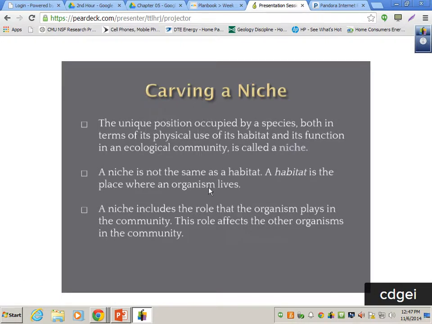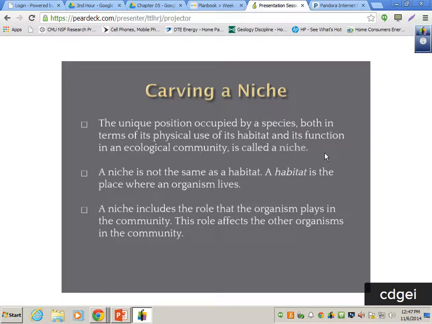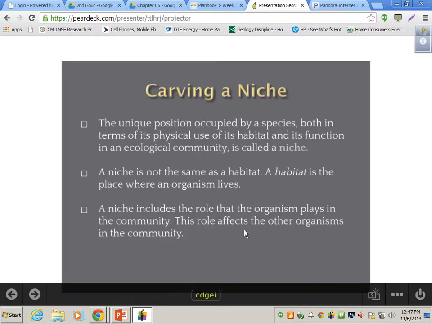I know it's spelled kind of funny, N-I-C-H-E, but that refers to that organism's job in its community. And a niche is not the same as a habitat, and that's kind of a confusing thing for students sometimes. A habitat is, remember, where an organism lives, whereas a niche is the role that that organism plays in the community. And this role affects the other organisms within the community.